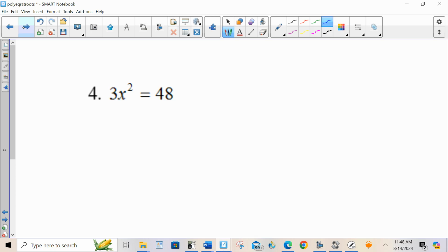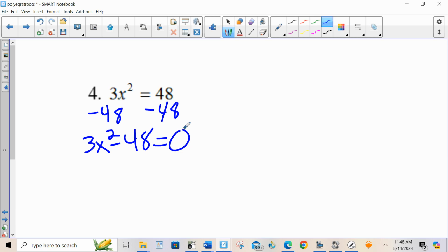Number 4, Mr. X squared, he wants to party. Before he can party, all of his friends have to come over. So I'm going to subtract 48 from both sides. Party time, bubbles, factoring. Factor: GCF, dots. There's an integer GCF. 3 is my GCF. So there's something special about this. Let's add into the notes here.